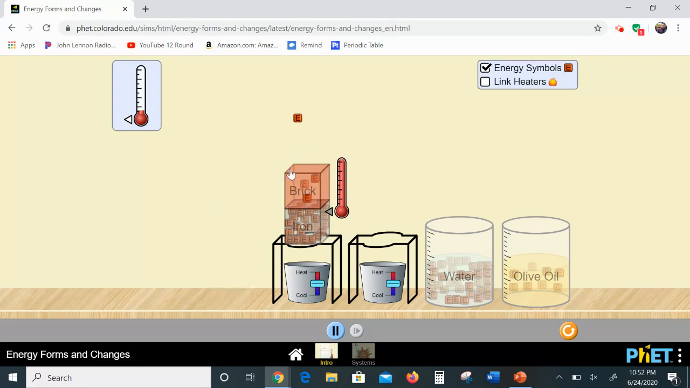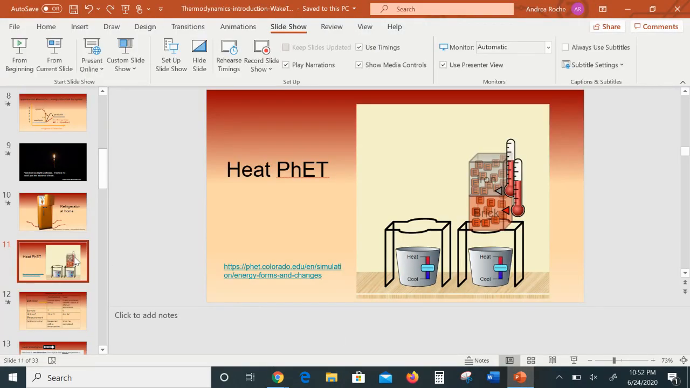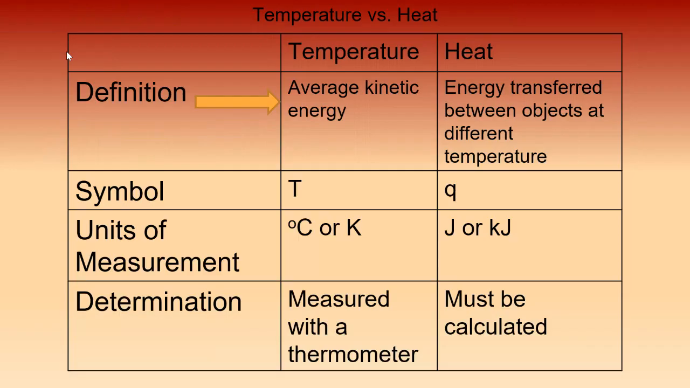Now watch when I put this brick on there, notice the heat goes into the brick, right? The energy is going into the brick, and then the brick and the iron reach the same temperature. That's called thermal equilibrium. All right, so let's explore this a little more. So you should be able to do that on your own.